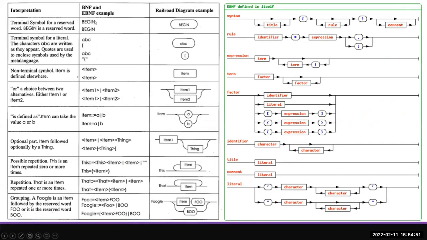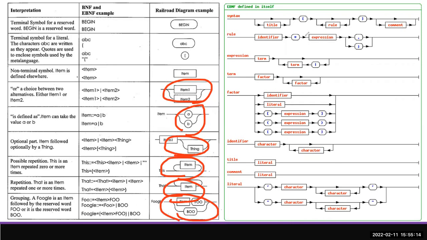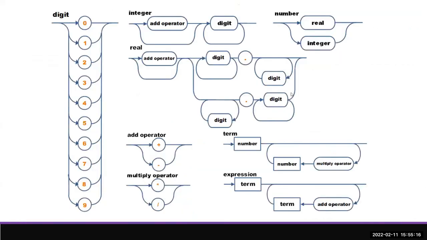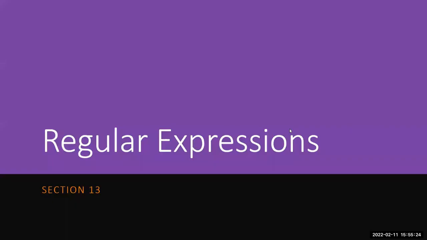So these are syntax diagrams. You have the optional rule, the optional set, 0 or 1 time, and you have possible repetition, Kleene star, and 1 or more times repetition, and also grouping. These are the different rules for the syntax diagram. Here we have the definitions for digit, integer, real, and the operator, term and expression. So next, we go into the regular expression.